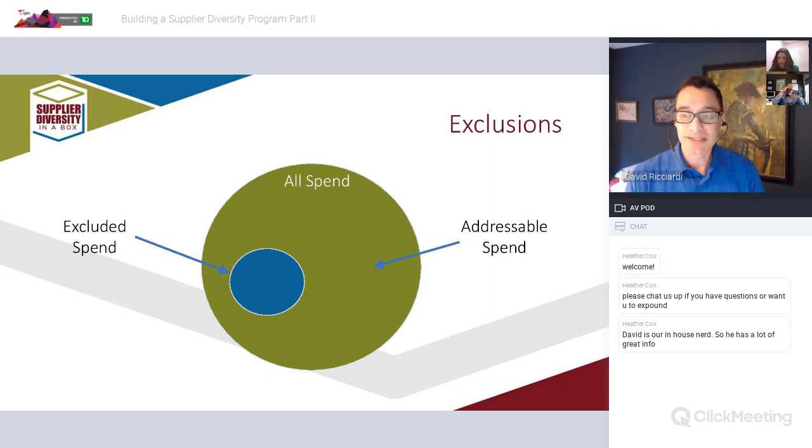And so when we talk about something like that, the question is, well, what are exclusions? What do I exclude from these calculations?